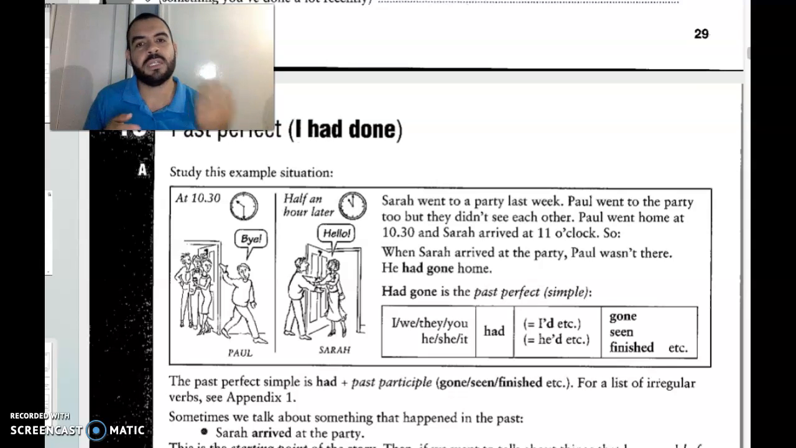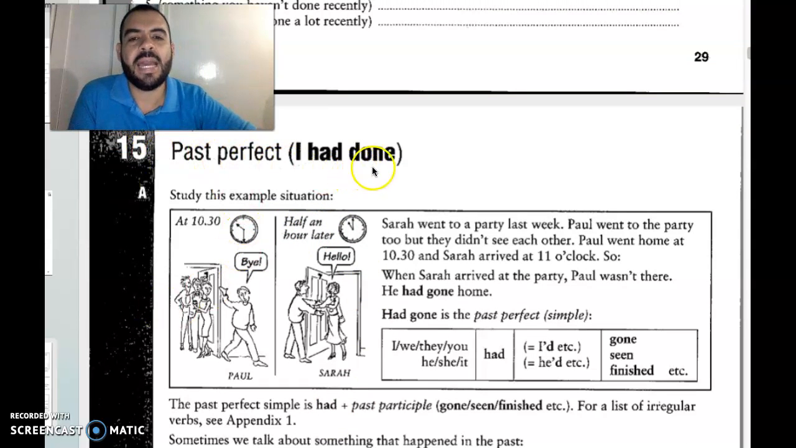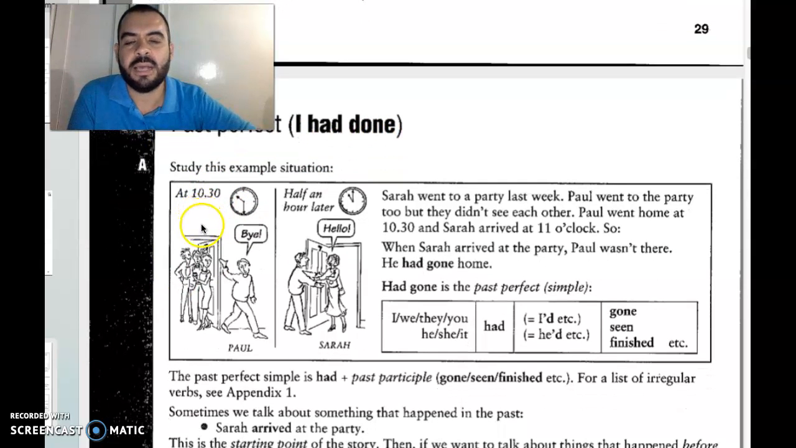It's like we say in Spanish, el pasado del pasado. That's why we have two activities there. Two in the timeline, two things happening in the past. But one happens first at 11, and the other happened at 12. So let's see now here. Past perfect, I had done. Let's look at the example.